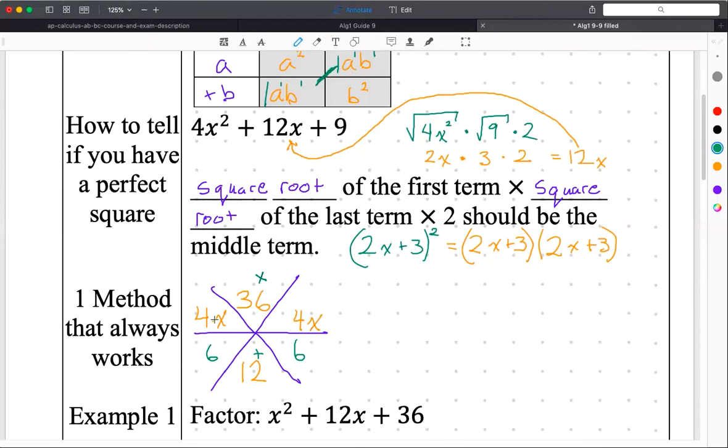So the advanced Ninja Star works for perfect squares and for non-perfect squares? Advanced Ninja Star works for every single quadratic that we're going to be dealing with in Algebra 1. Okay.